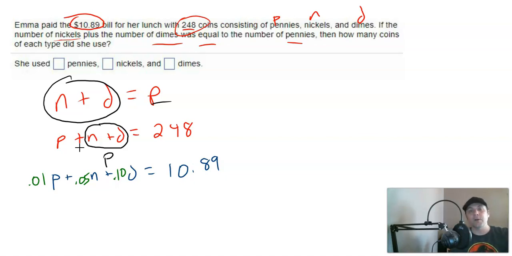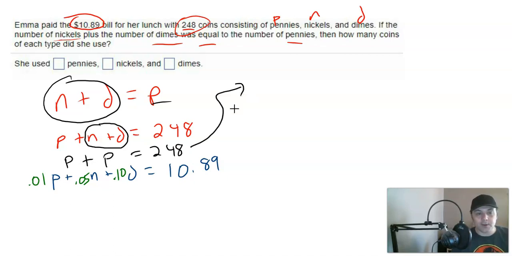It's a rare case of being able to substitute two variables at once for one variable. So I'm replacing two variables with one variable. It doesn't happen very often. That's usually not an option, but this problem sets it up in such a way that it is an option. So N plus D can be replaced with P. I'm going to take this N plus D, replace it with P. The rest of the equation copies down. So P gets copied down here, the 248 gets copied down here, so we end up with P plus P equals 248.